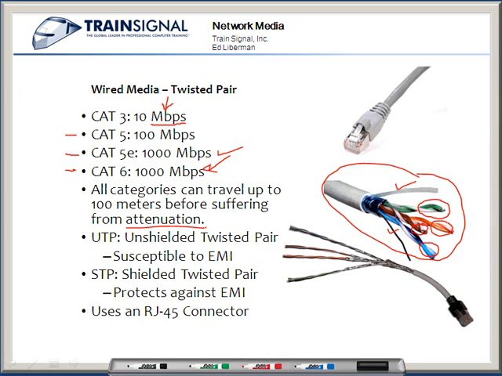Now, the next thing I want to talk to you about is the difference between something called unshielded twisted pair, or UTP, and shielded twisted pair, or STP.